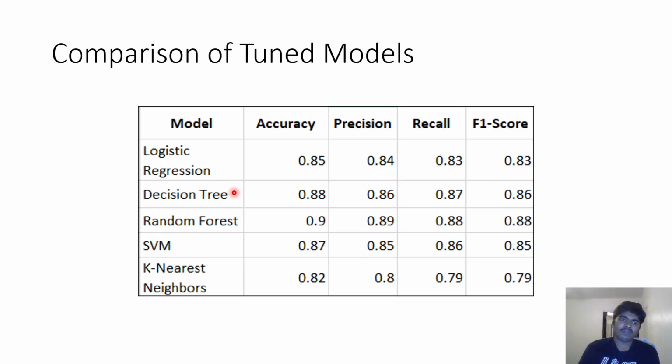And this is the comparison of the tuned models. With logistic regression we got this much accuracy, with the decision tree this, random forest this, SVM this, and KNN this. These were all similar, but random forest performed well.